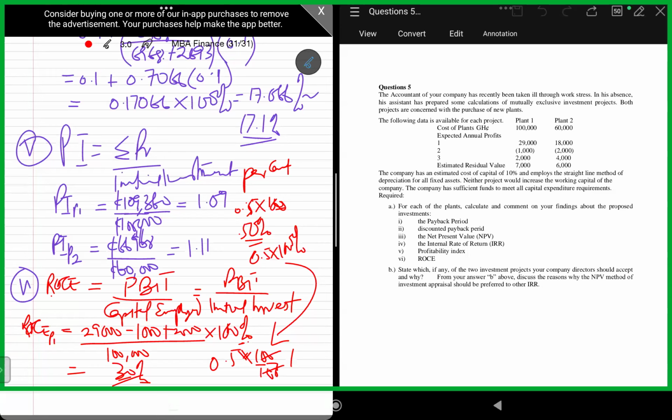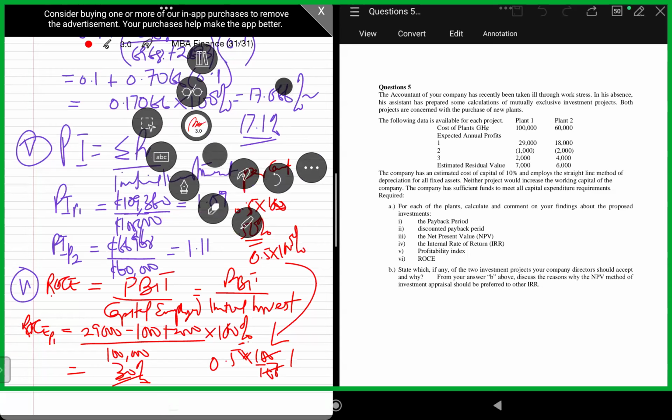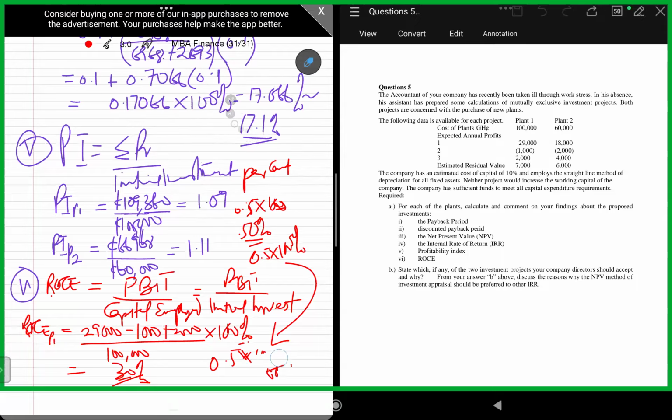Are you getting it? So when you are computing on the calculator, if you want to change to percentage, don't bring the percentage on the calculator. Just multiply by 100. But in your final answer, you bring the percentage sign.